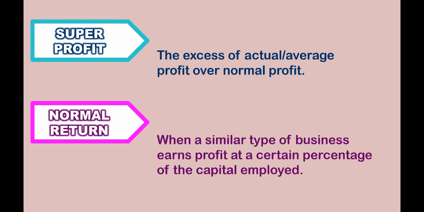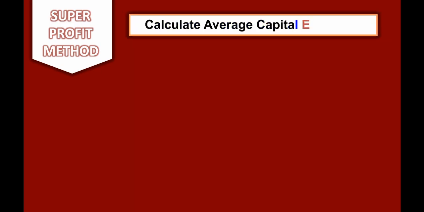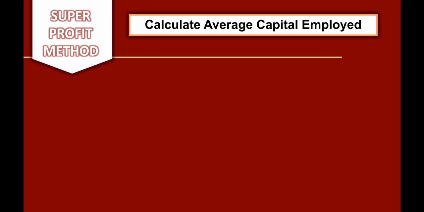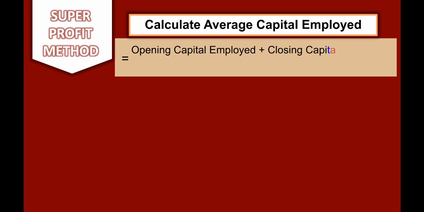Now let's look at the steps to calculate goodwill. So first step is calculate average capital employed. Now, how to calculate average capital employed? That is opening capital employed plus closing capital employed divided by 2.